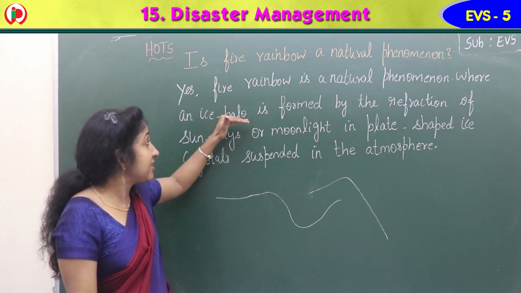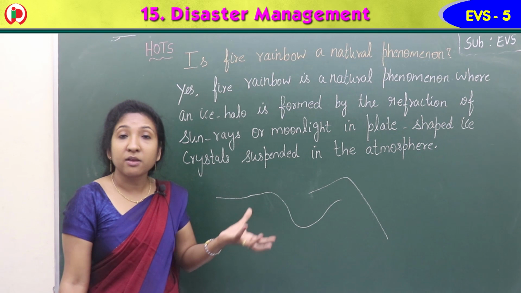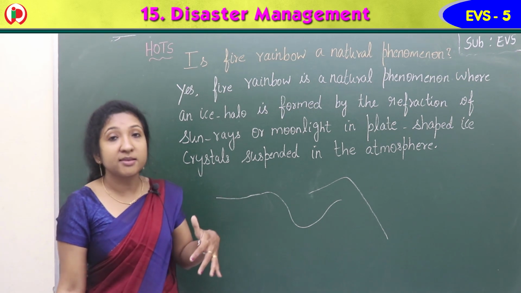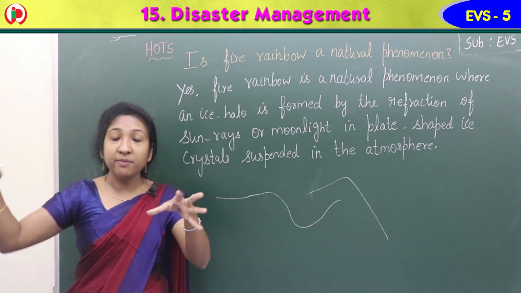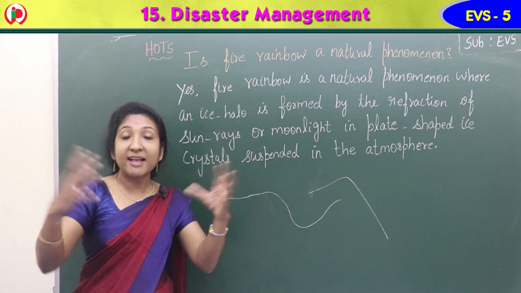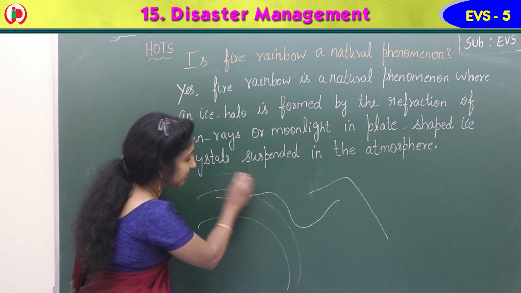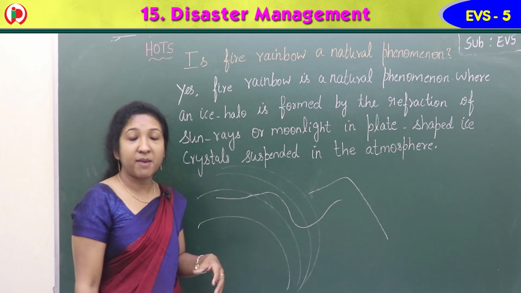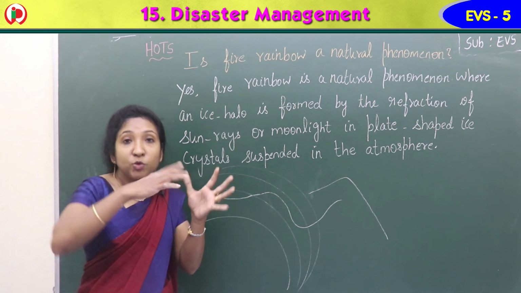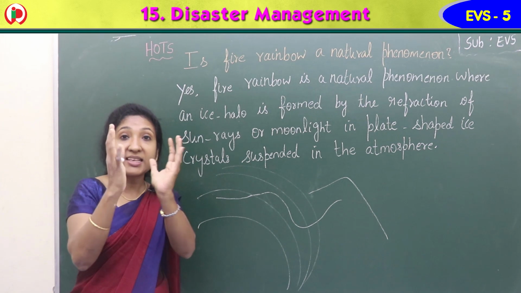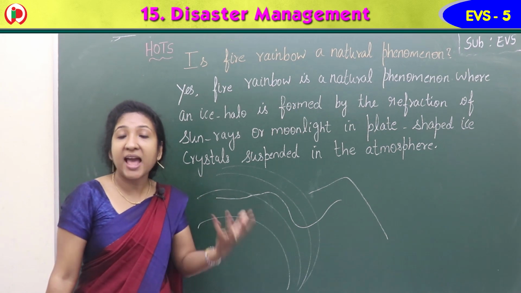So because of this ice halo, fire rainbow appears. Actually it is a natural event, when the sun rays or moonlight bend in ice crystals, like ice cubes in the atmosphere. What happens? The rainbow appears like a fire rainbow. We can see it like a fire rainbow. Different rainbow colors are there, but it appears like fire. This fire means the sun rays are getting refracted or bending, and it stays in the atmosphere like ice crystals, some solid ice cubes. So it looks like a fire rainbow, or we can say it is an ice halo.